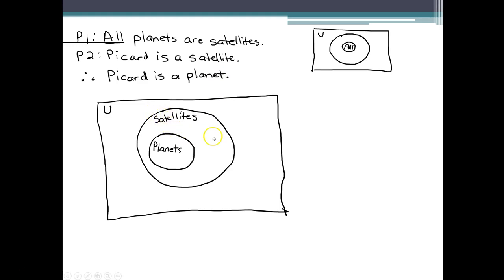Alright, premise 2, Picard is a satellite. Premise 2 does not tell us what kind of satellite, so we can put Picard wherever we please to fit premise 2. But notice that that does not necessarily support the conclusion that Picard is a planet. Because Picard can be drawn right here, satisfying premise 2, but not necessarily supporting the conclusion. So we cannot definitely conclude that Picard is a planet. This is an invalid argument.